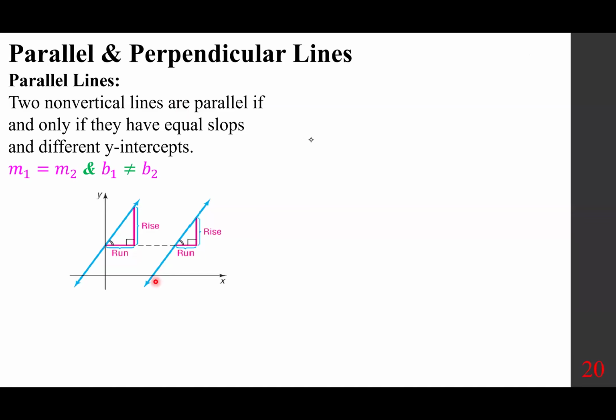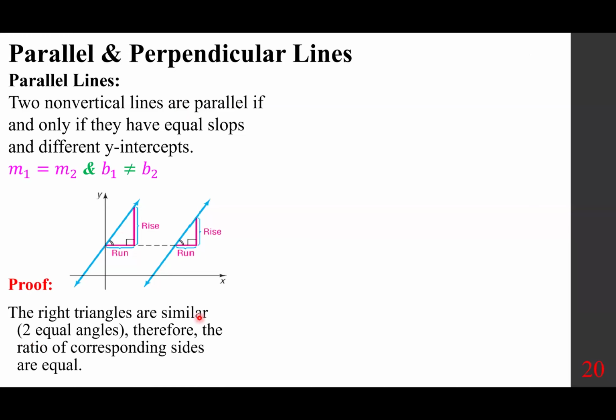If two lines are parallel, the right triangles created are similar, because they have two equal angles. This angle is equal to this angle. This is 90 degrees, which makes the third angle equal, by the way, as well. Therefore, the ratio of the corresponding sides are equal. That's the definition of similar figures.